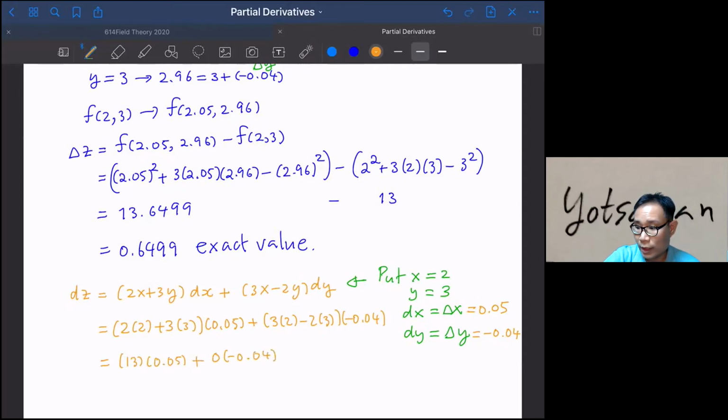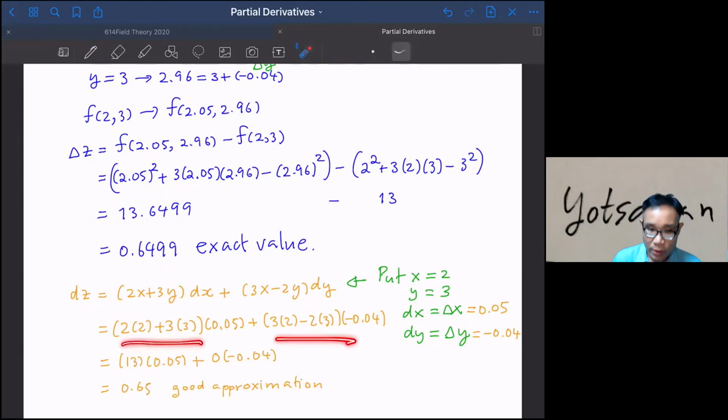And you see that this will be 0.65. As you can see, the exact value is 0.6499, and this one is 0.65. This turned out to be a good approximation, and we don't have any messy calculation. This one is difficult to manipulate or expand out. However, using dz, the total differential, what you get turned out to be a good approximation without any difficult calculation at all.